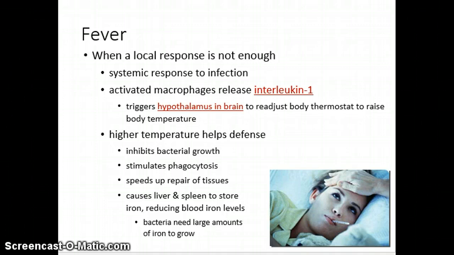Some of the characteristics of septic shock are a high fever. So again, we have the macrophages releasing lots of that interleukin 1. A low blood pressure because of the dilation of the capillaries. And it actually leads to death. It's a very serious result of a system-wide, body-wide inflammatory response.